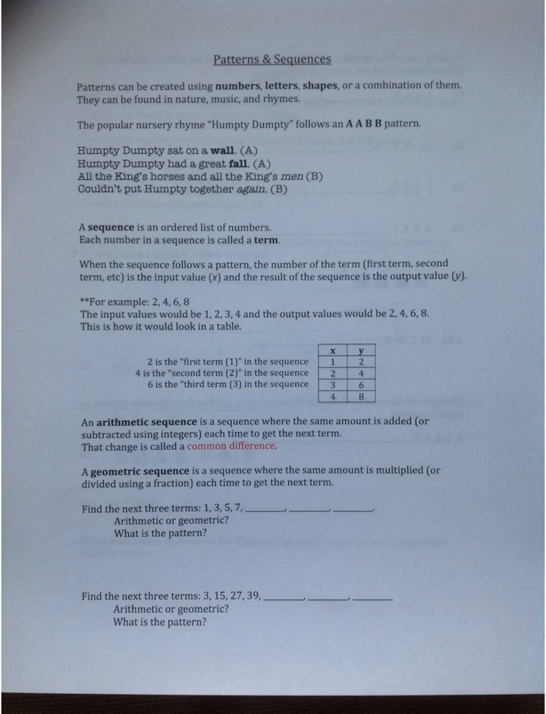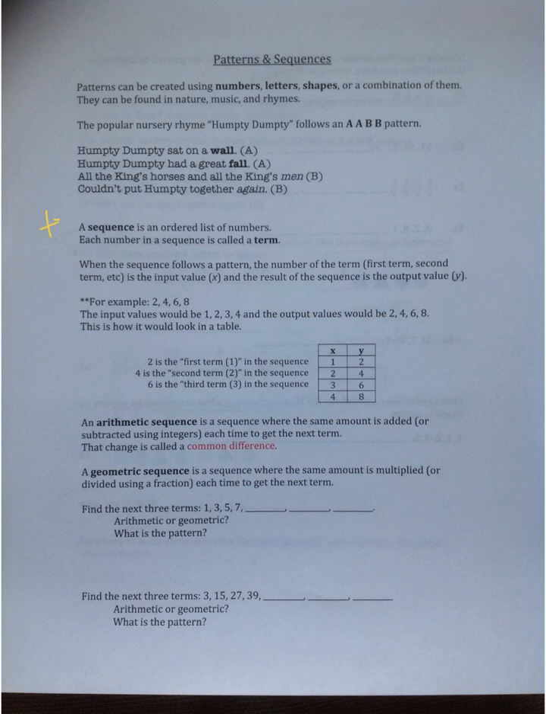You can read below, Humpty Dumpty sat on a wall, which is your A. Humpty Dumpty had a great fall is your other A. All the king's horses and all the king's men. New rhyming word, so it becomes a B. Couldn't put Humpty together again. There's a B. So a sequence is an ordered list of numbers.